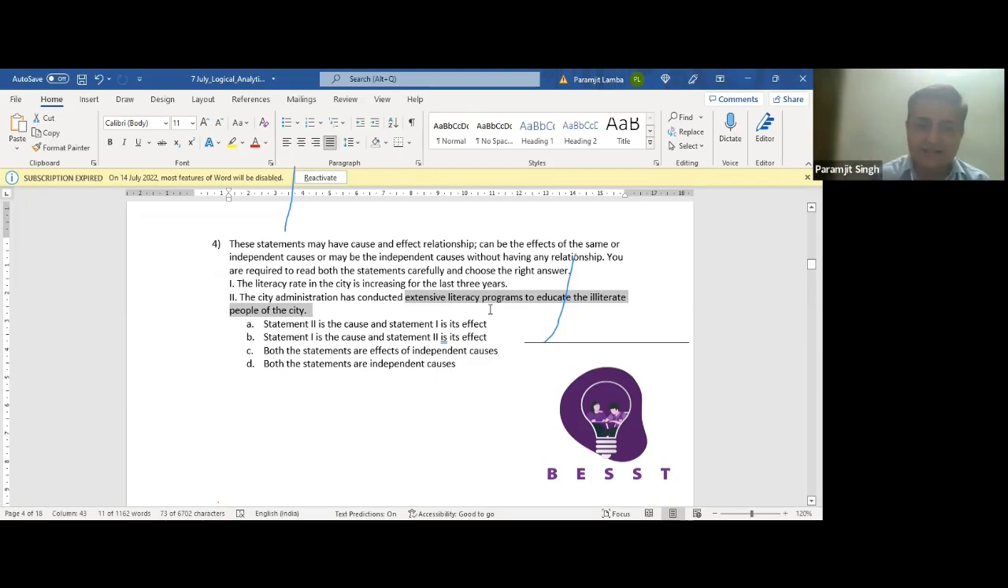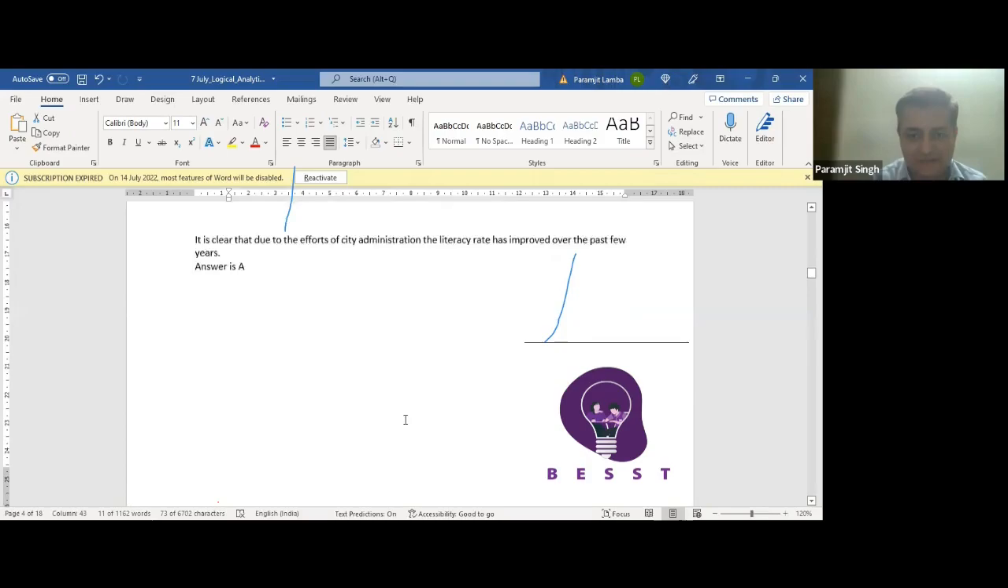Which is why the literacy rate of the city is increasing for the last 3 years. Correct? Statement 2 is the cause. Statement 1 is the effect.